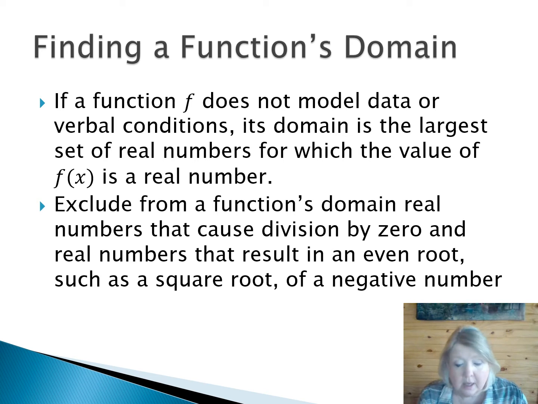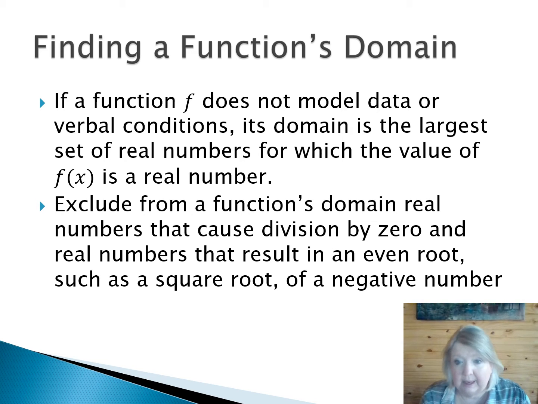Okay? But in the general sense, which is where we operate in algebra, I want the largest set of real numbers that keep my value a real number. Now, what does that mean? That means that I'm going to have to exclude any numbers that might actually cause me to divide by 0 because that's not a real number, it's undefined. I'm going to have to exclude anything that will result in me trying to take an even root of a negative number, a square root of a negative number, a fourth root of a negative number, etc. I'm going to have to exclude any of those values.